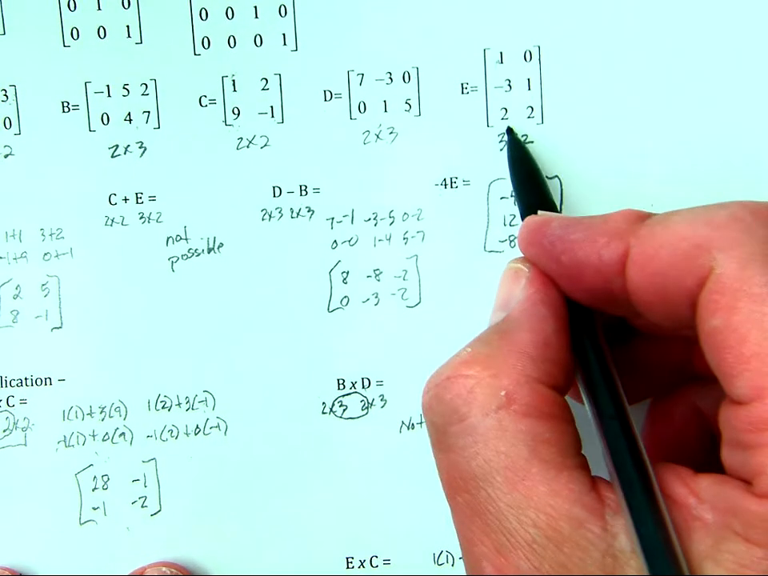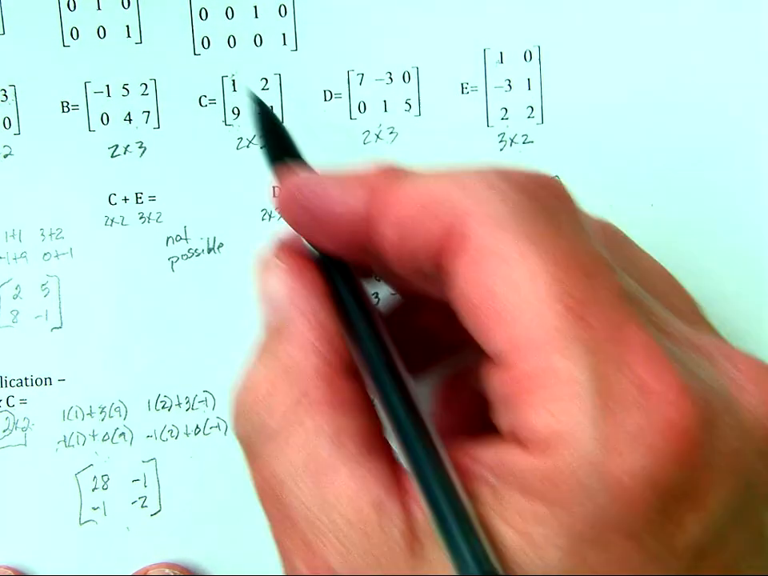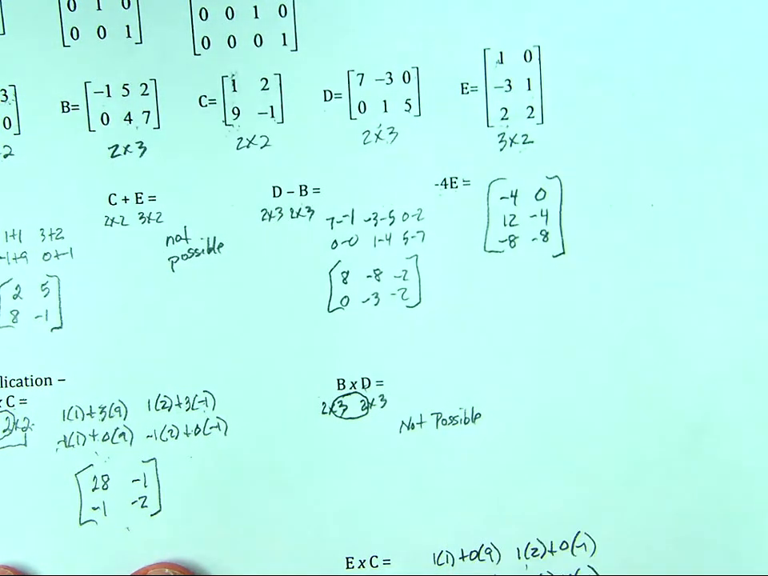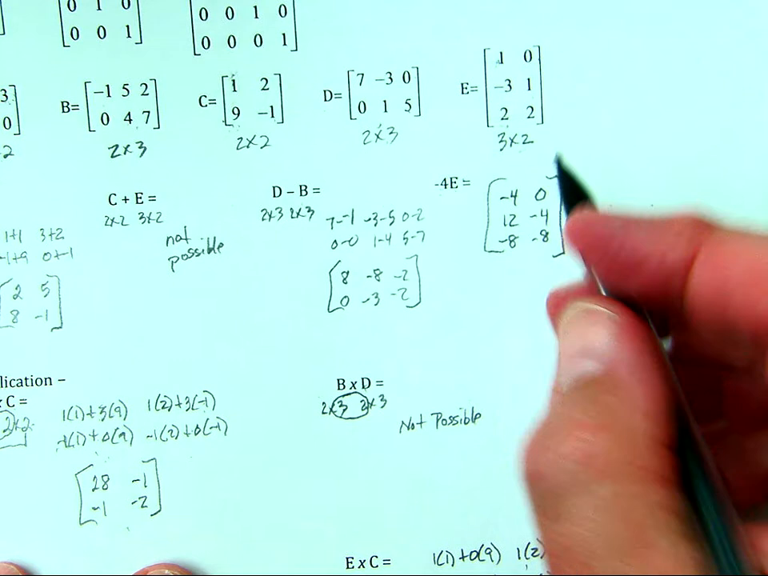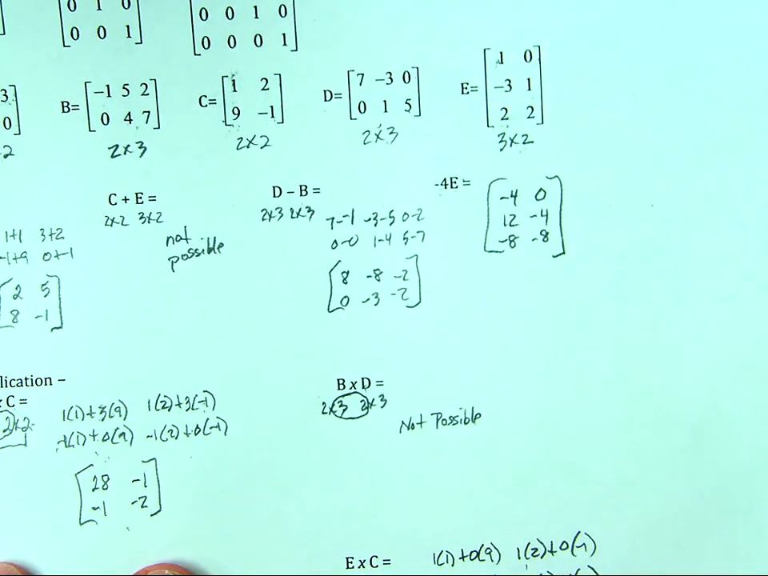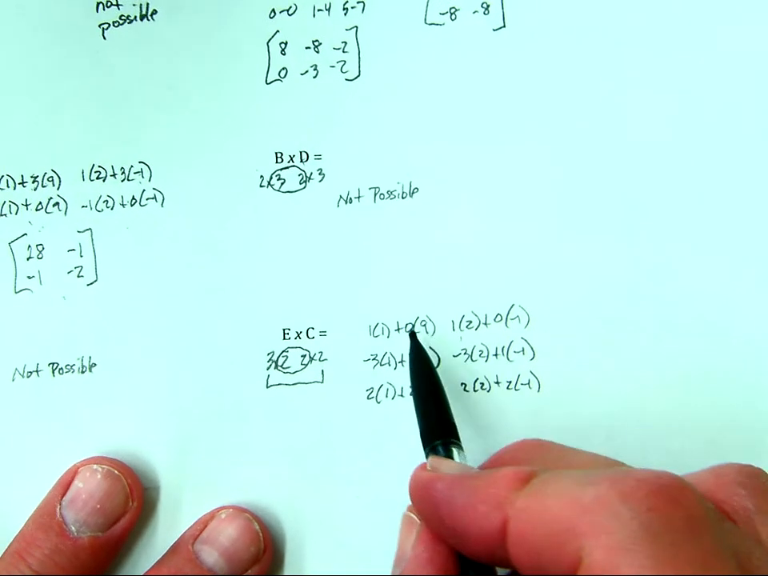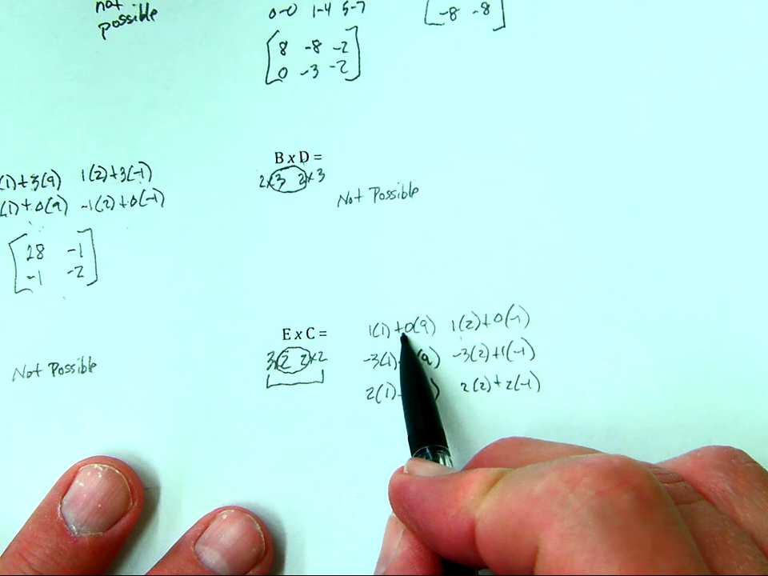Now let's do the same thing with row 3. This row 2, 2 times these two columns. So that matches up 2 with 1. That's third row, first column. 2 and 1 match up. And 2 and 9 match up. Now we do third row, second column. So 2 matches with 2. And 2 matches with negative 1. So there's first row, first column, first row, second column.